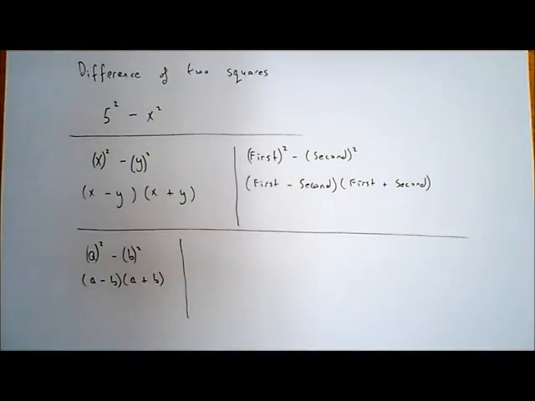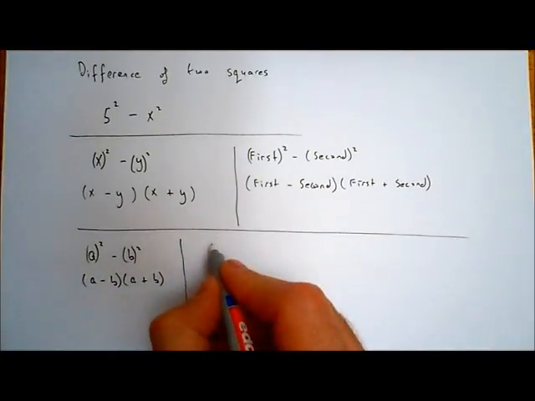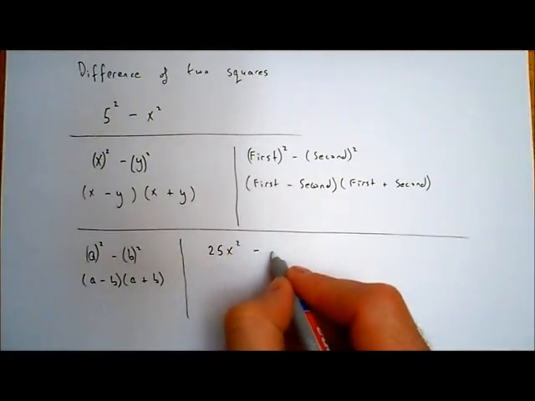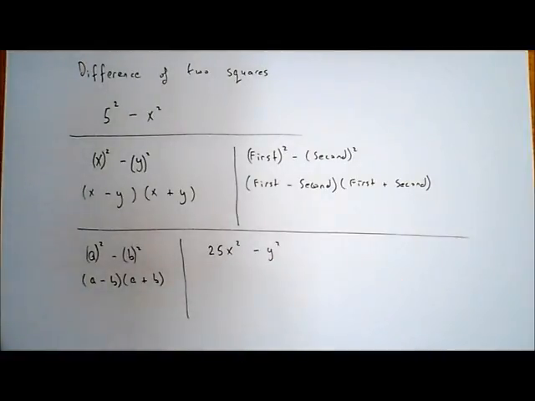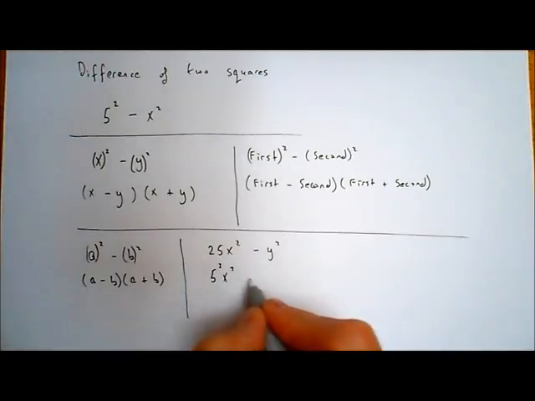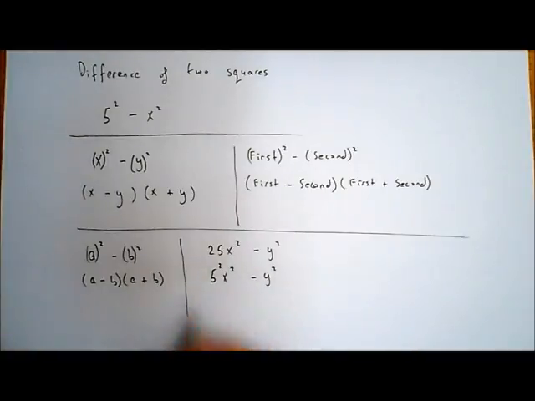So let's have a look at a slightly harder one. Let's say we had 25x squared minus y squared. The first thing you'll notice is that this number here is slightly different. We want to write this as a square number first of all. Anytime you have one like this, the first thing we do is write it as a square number. You should notice that 25 is actually equal to 5 squared. So another way to write this is 5 squared x squared minus y squared, because 5 squared is 25.